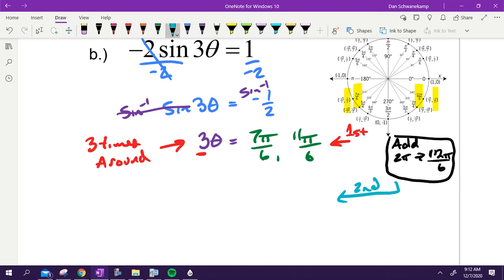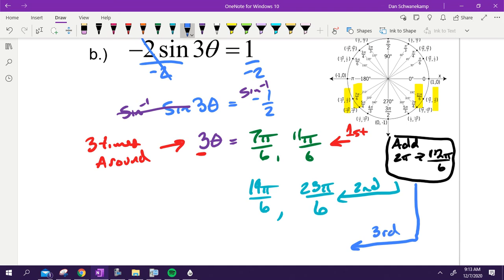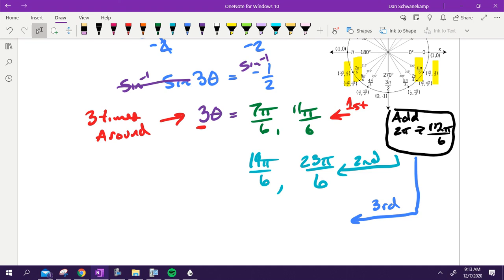So 12 plus 7 is 19 pi over 6. And 12 plus 11, that's 23 pi over 6. Those are the answers I got the second time around. Am I done? I need to go a third time around. And so I'm going to take these answers, that 12 pi over 6, and add them to these answers, because I'm going around again. So 12 plus 19 is 31 pi over 6. And 12 plus 23, that is 35 pi over 6.